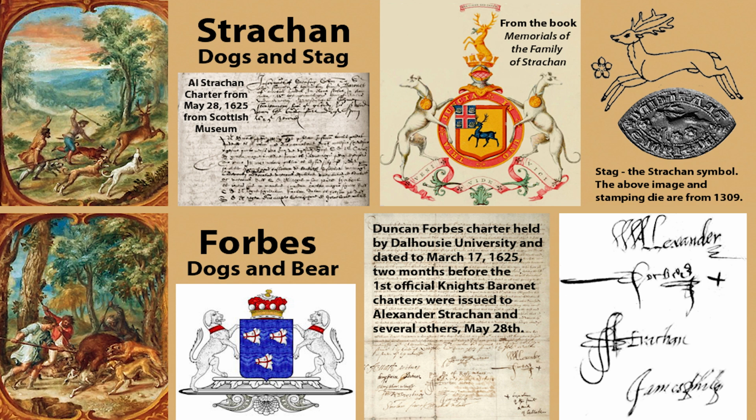So what's the big deal about Forbes? Well, number one, they actually issued his charter two months before all the other Knights Baronet, and they don't say on it anywhere that he's a Knight Baronet. So he was early to the game. Wow. And they think that maybe this is for all of Cape Breton, which is that separate island off Nova Scotia. It belongs to it, has a causeway, but it's separate.